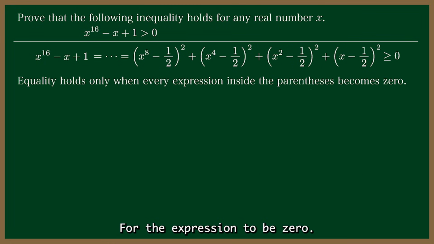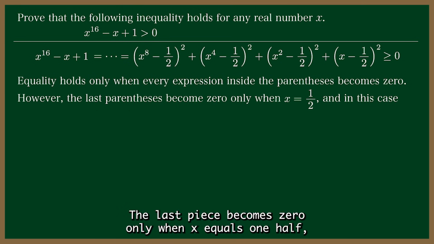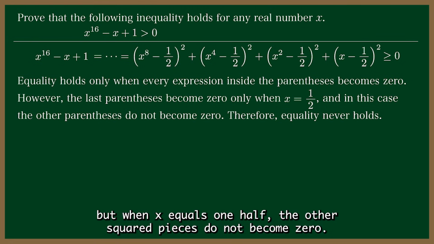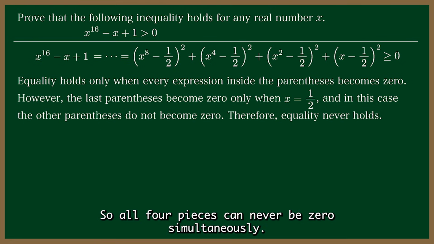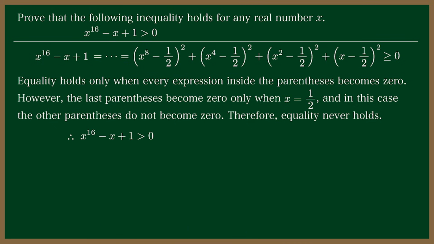For the expression to be 0, every one of the 4 square pieces would have to be 0 at the same time. The last piece becomes 0 only when x equals 1/2. But when x equals 1/2, the other squared pieces do not become 0. So all 4 pieces can never be 0 simultaneously. That means the entire expression is never 0. So the expression is always strictly positive.